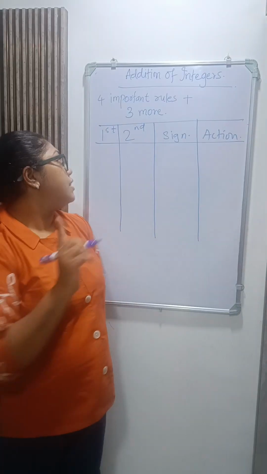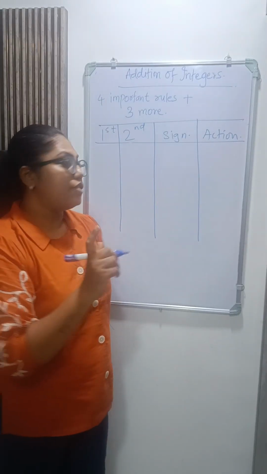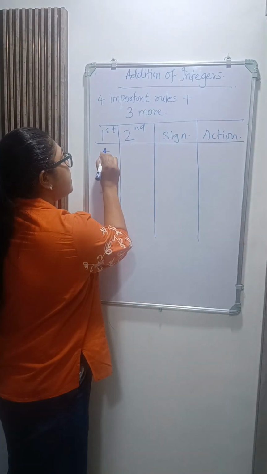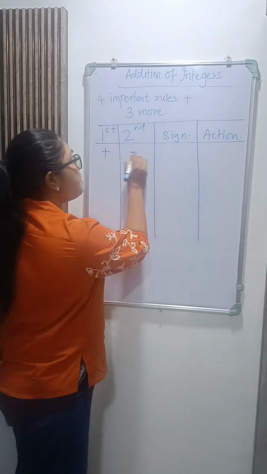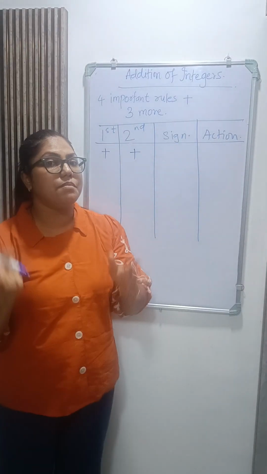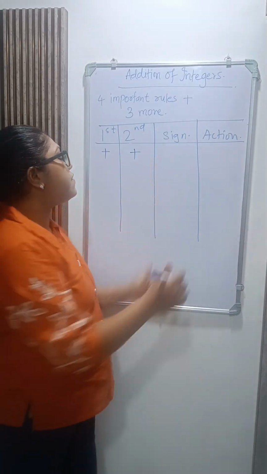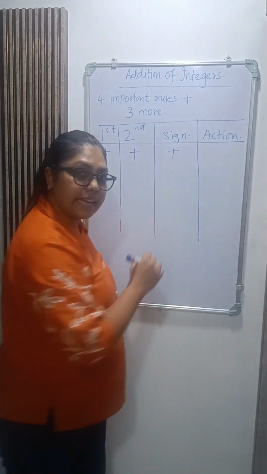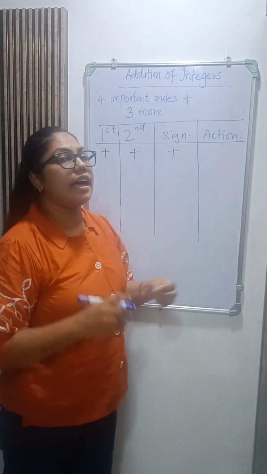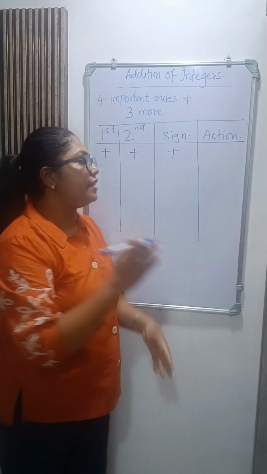First of all, there are 2 numbers, right? So, for example, if the first number is positive and the second number is positive, if both the numbers are positive, the answer will have a positive sign. And what action do you have to take? You have to add it, addition.